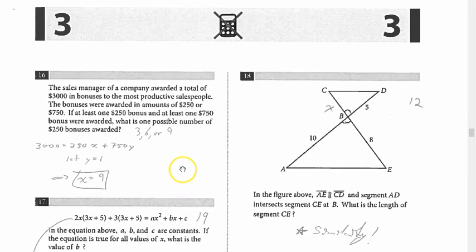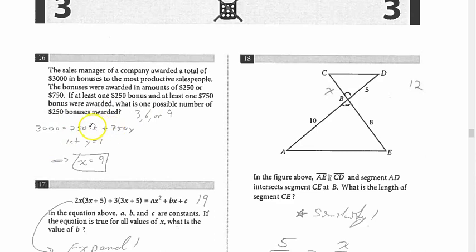Question 16: if the sales manager of a company awarded a total of 3,000 in bonuses to the most productive salespeople, the bonuses were awarded in amounts of 250 or 750. If at least one 250 and at least one 750 were awarded, what is one possible number of those 250s? I set my total of 3,000 equal, and I call X the number of 250s, and Y the number of 750s.